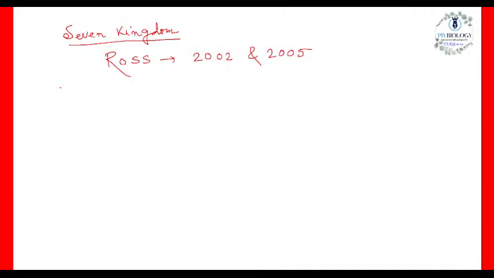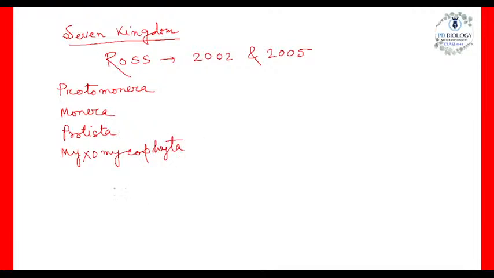So that is the seventh kingdom. The kingdoms are Protomonera, Monera, Protista, Myxomycophyta, the fourth one, then the fungi, Plantae, and Animalia. One, two, 3, 4, 5, 6, and the seventh kingdom by Ross in 2002 and 2005.